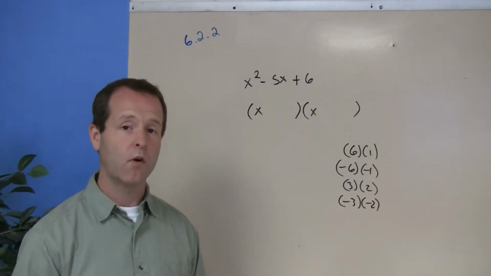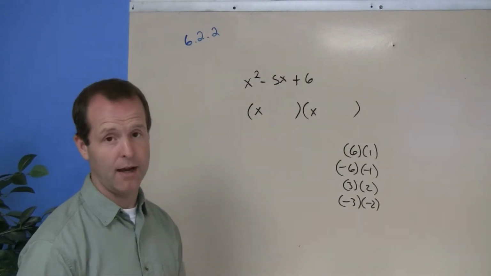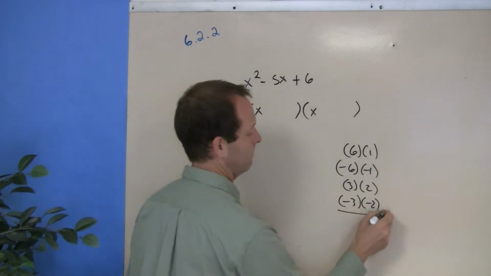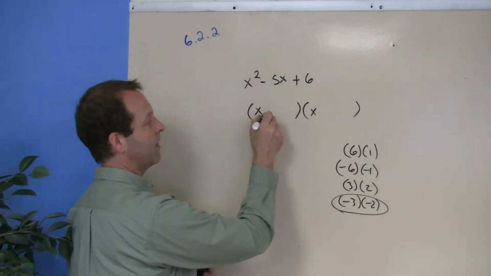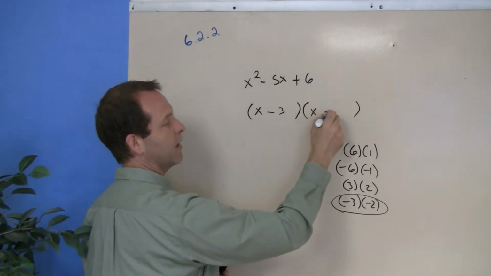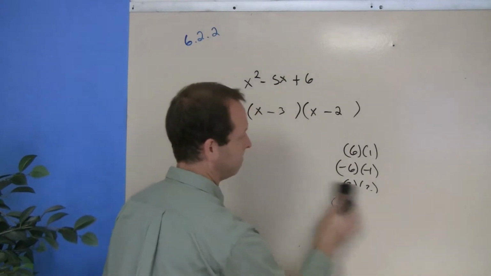Now which one of those four options also produces that when I add them together, a negative 5? Looks like the negative 3 and the negative 2. So one factor is x minus 3 and the other factor is x minus 2. Let's look at another example.